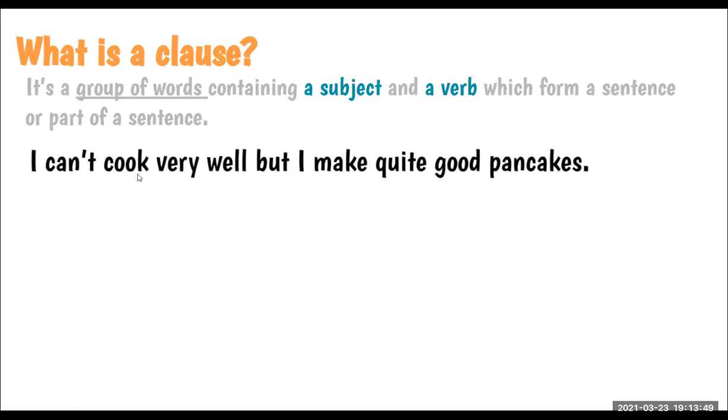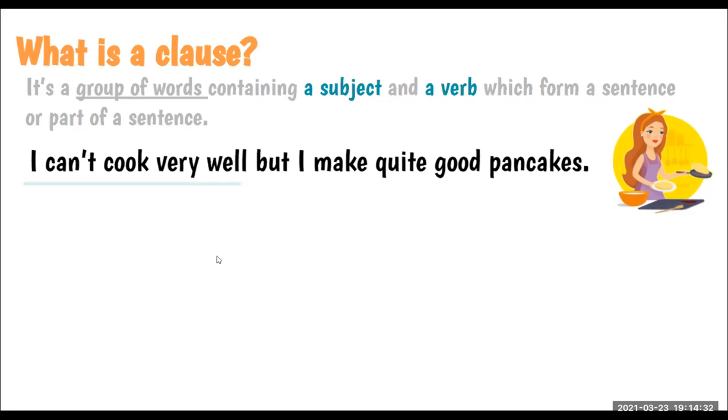It says, I can cook very well, but I make quite good pancakes. As you can see, this is one sentence. Okay? How many clauses do you think we have here in this sentence? Remember that a clause is a group of words containing a subject and a verb. Two clauses. Which ones? I can cook and I make.